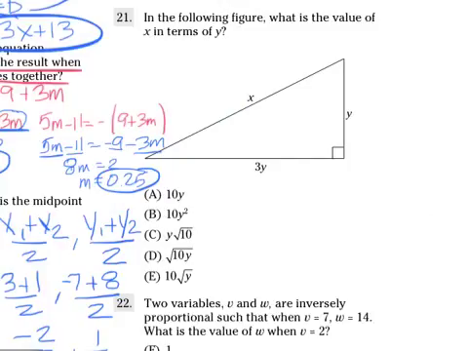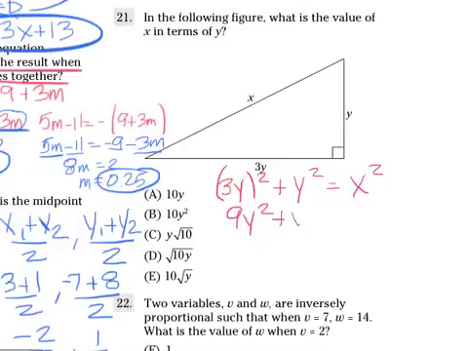In the following figure, what is the value of x in terms of y? Well, if you set up the Pythagorean theorem, you would have (3y) squared plus y squared equals x squared. If I square the 3y, I get 9y squared. And then I have y squared equals x squared. This makes 10y squared when you simplify. And we need, what is the value of x in terms of y? So we're solving for x.